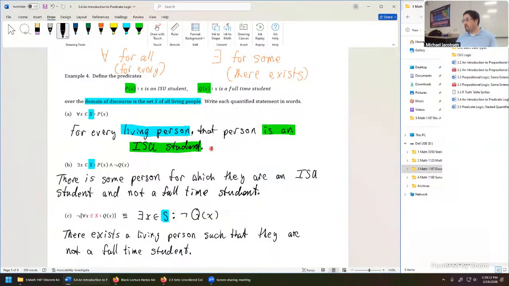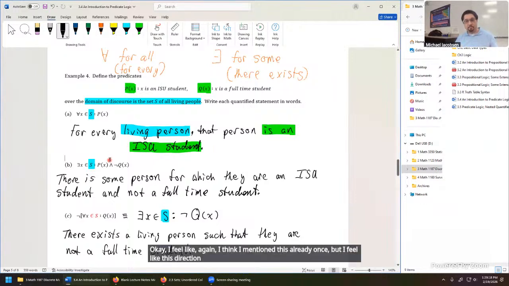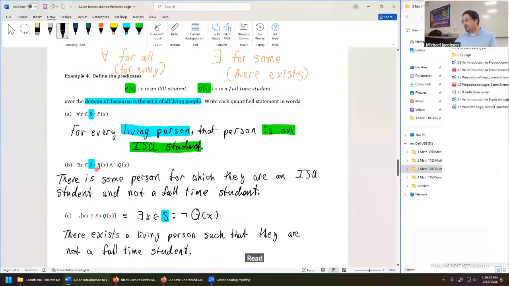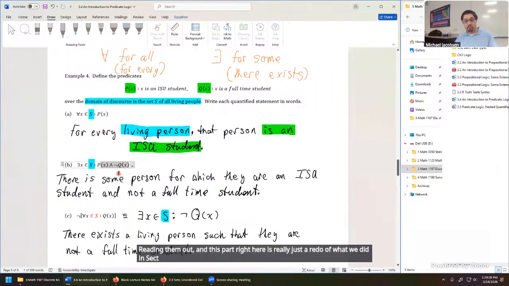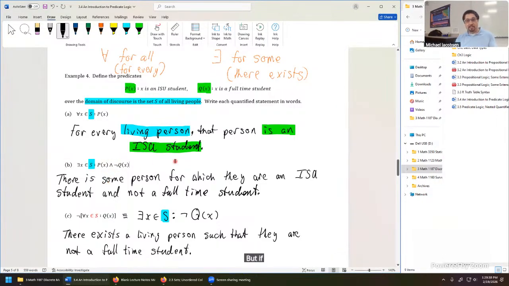Okay, I think I mentioned this already once, but I feel like this direction is kind of the fun one. It makes a lot of sense. We're really just seeing what the quantifiers are, reading them out. And this part right here is really just a redo of what we did in section 3.2 when we introduced the propositions. Only difference now is they're predicates, but we're doing the same kind of work with the logical connectives. But if we go backwards, that's where it gets really challenging, in my opinion.